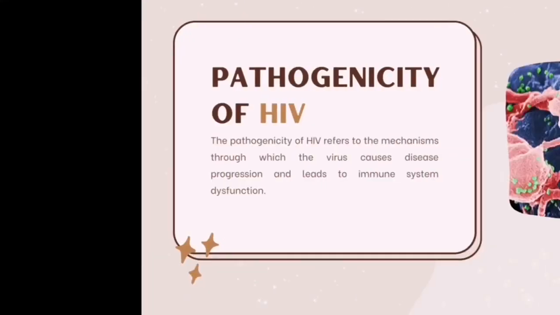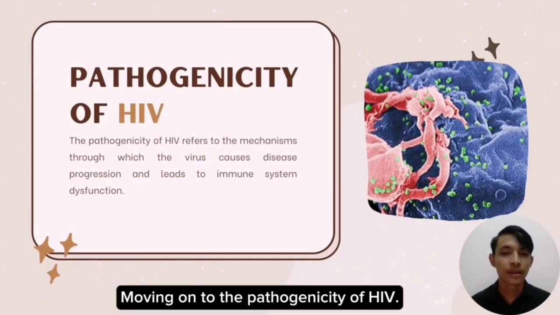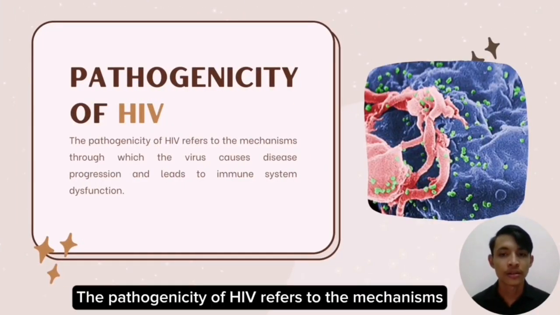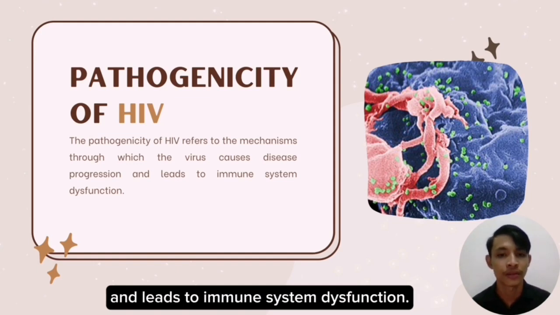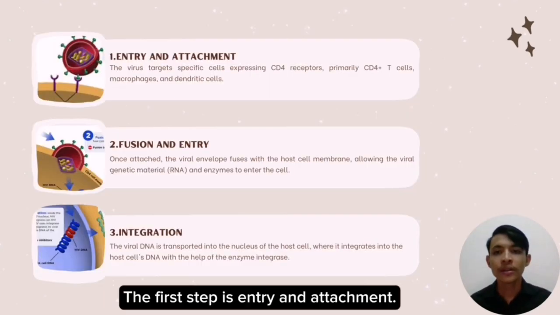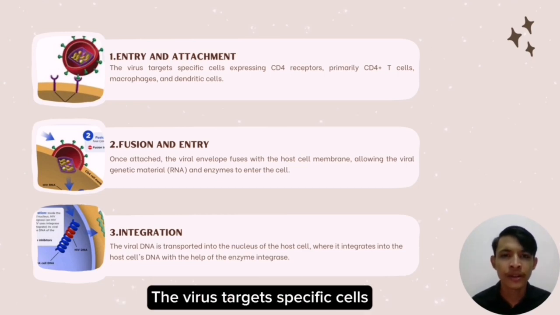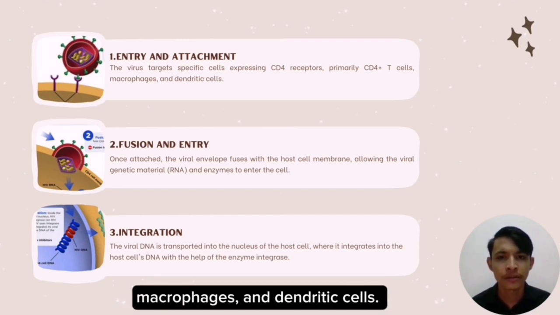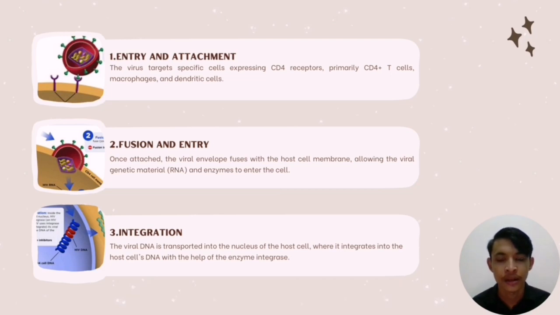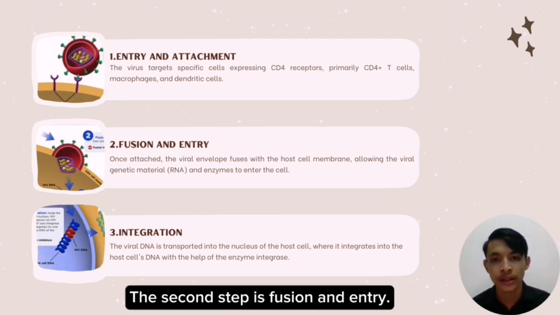healthy lives. Moving on to the pathogenicity of HIV. The pathogenicity of HIV refers to the mechanism through which the virus causes disease progression and leads to immune system dysfunction. The first step is entry and attachment. The virus targets specific cells expressing the CD4 receptor, primarily CD4 plus T cells, macrophages, and dendritic cells. The second step is fusion and entry.